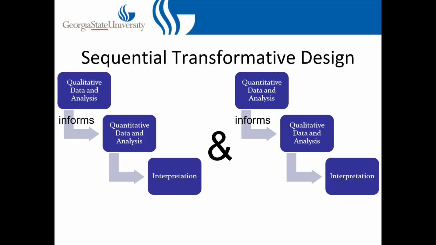So the sequential transformative design starts with qualitative data and analysis, which informs the quantitative data and analysis and the interpretation. That's what's on the left of your screen. And then you use those findings to shape the quantitative data and analysis, which informs the qualitative data and analysis, which informs the final interpretation that's on the right side of your screen.